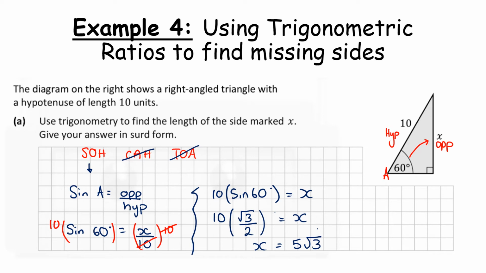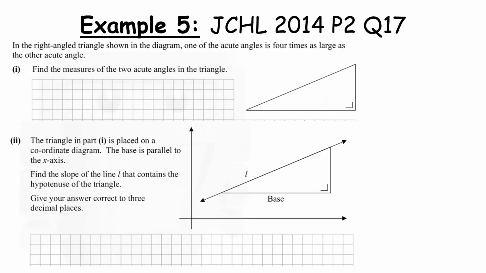You could have subbed in for sine of 60 before you multiplied across by 10. However, if you're working to decimal places, if you have to start rounding, or if you don't get a nice surd answer, it can be difficult to work with decimals. So I would get in the habit of doing any multiplication that you want to do first, and then do your substitution as late as possible.